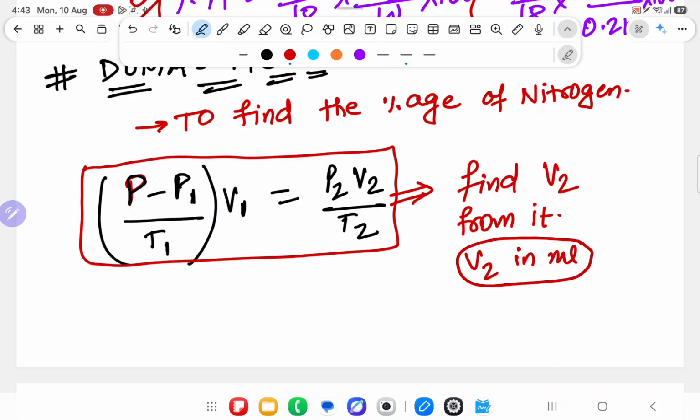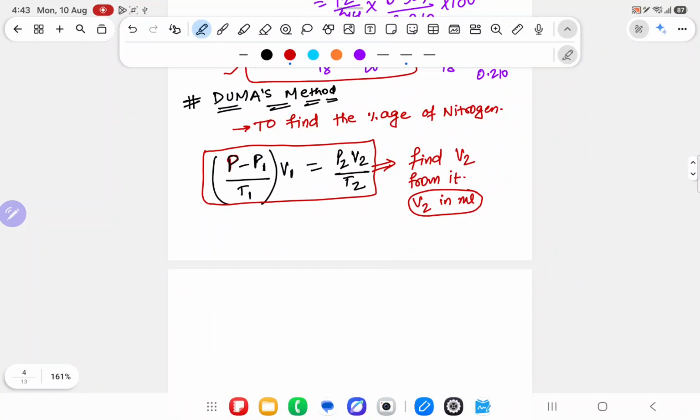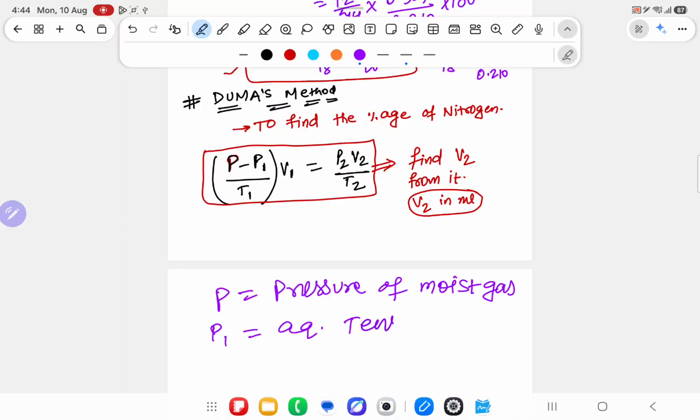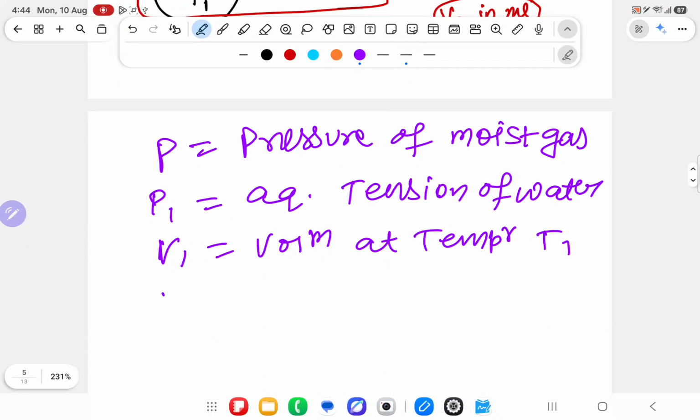Sir, what is P, what is P1, everything I will dictate, don't worry. Dumas method is used to find the percentage of nitrogen. If you ask me, sir, what is P? P is the pressure of moist gas. The question also I will solve, don't worry. Sir, P1 is the aqueous tension of water. Sir, V1 is the volume at temperature T1.